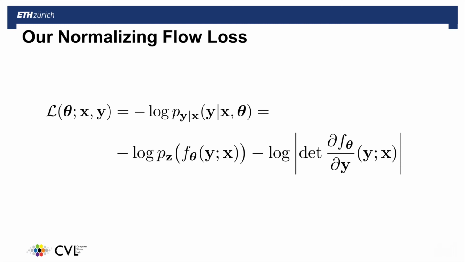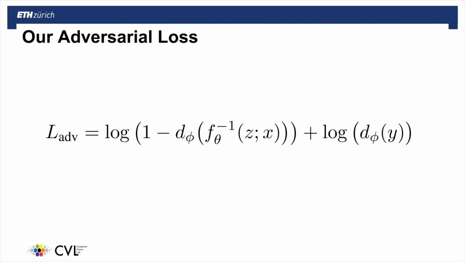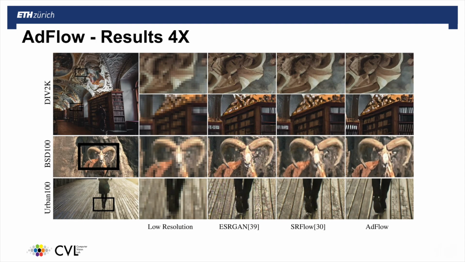This loss is combined with the adversarial loss. The adversarial loss is minimized with respect to the flow and maximized with respect to the discriminator parameters phi. Here we show a visual comparison of the approaches. While the GAN approach generates artifacts, the flow loss alone generates a noisy texture. The combination of both in AdFlow generates a smooth texture and fine details and even regular patterns.